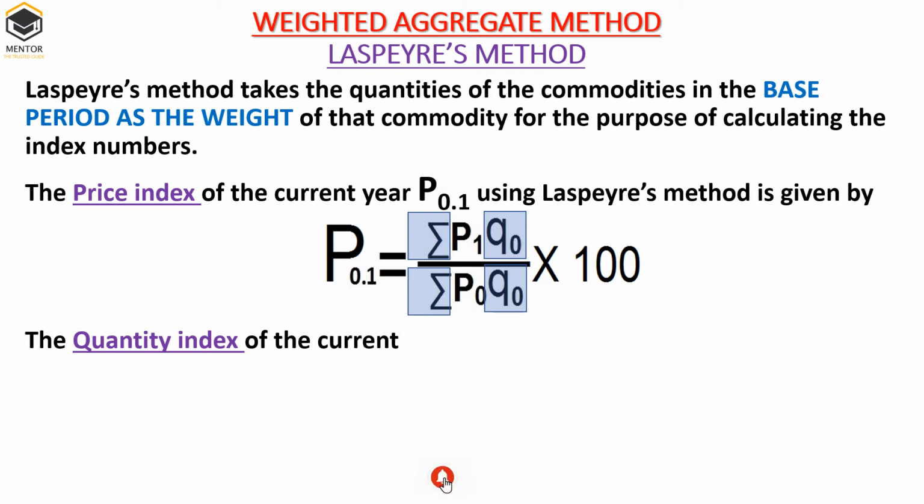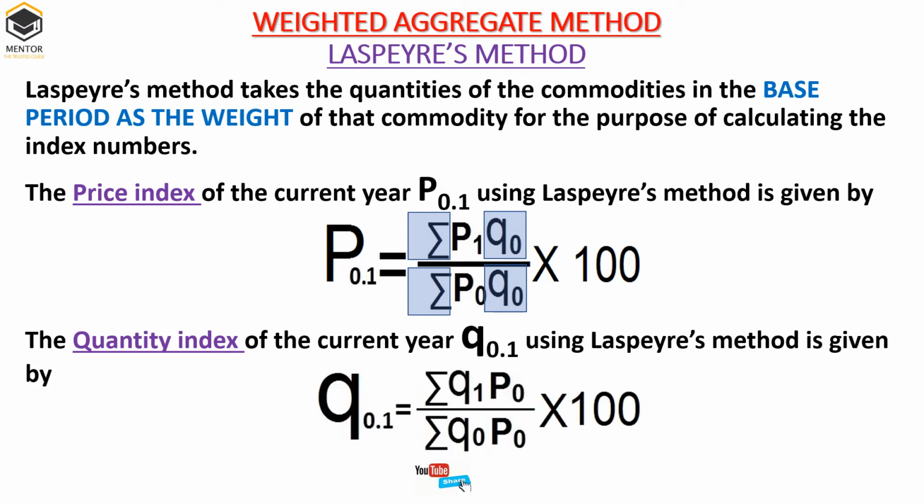If I take the quantity index, it will be the same. In place of P1 P0 in the price index, here in the quantity index we have Q1 Q0. In the price index we have Q0 as a weight; here in the quantity index we have P0 as a weight. So this is the formula of our Laspeyres method.